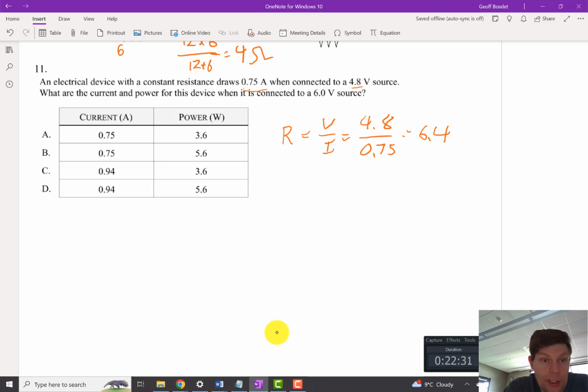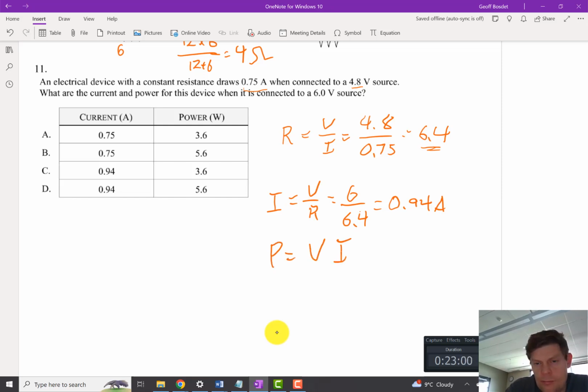And then when we raise it to 6 volts, our current would be I equals V over R. R hasn't changed when we up the voltage, so now it's 6 volts divided by 6.4. That looks like 0.94 to me. And then power is just equal to V times I. A bunch of other things too, but that's the easiest. So if it's 6 volts at 0.94 amps, it's going to be a little bit less than 6, let's say 5.6. So pretty sure that's the answer.